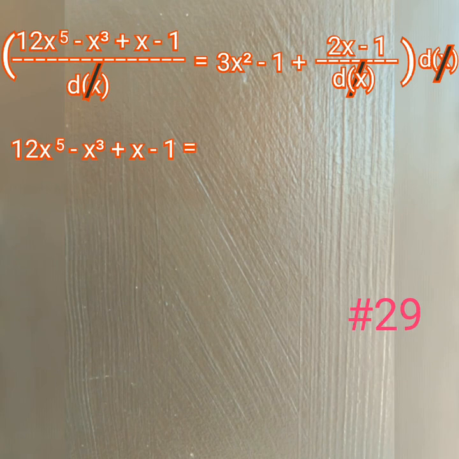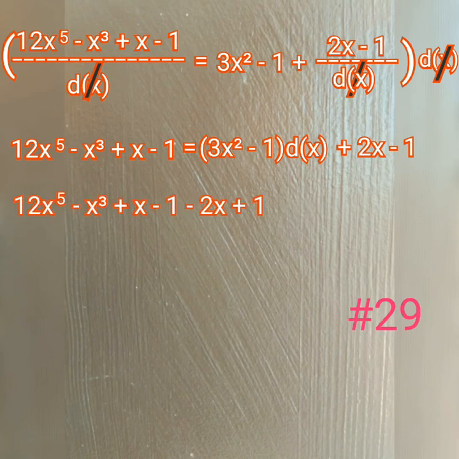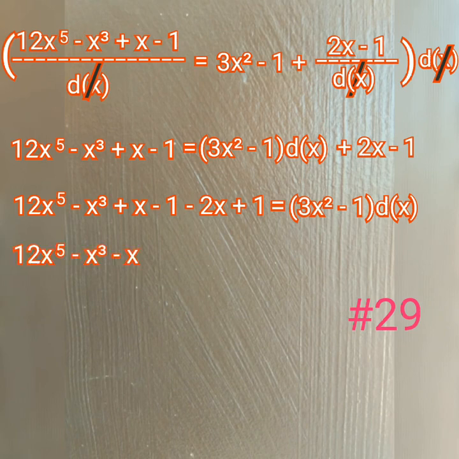x minus 1 is equal to the quantity of 3x squared minus 1 times d of x plus 2x minus 1. By addition property of equality, 12x to the fifth power minus x cubed plus x minus 1 minus 2x plus 1 is equal to the quantity of 3x squared minus 1 times d of x. By dividing both sides by 3x squared minus 1, this will be 12x to the fifth power minus x cubed minus x all over 3x squared minus 1 is equal to d of x.